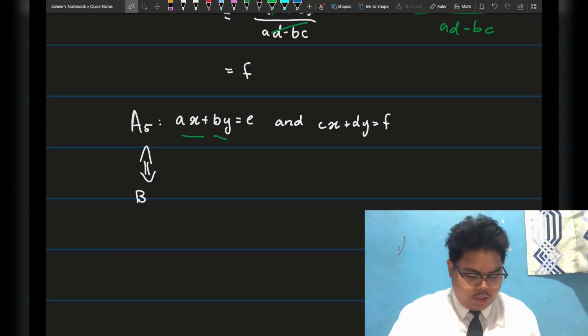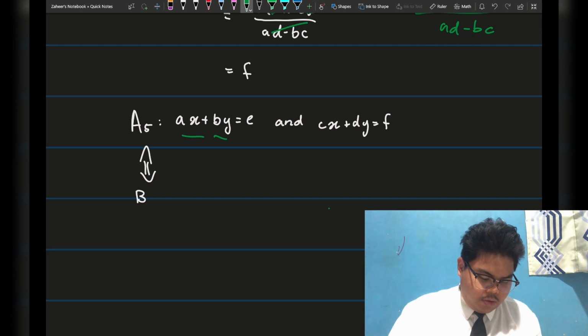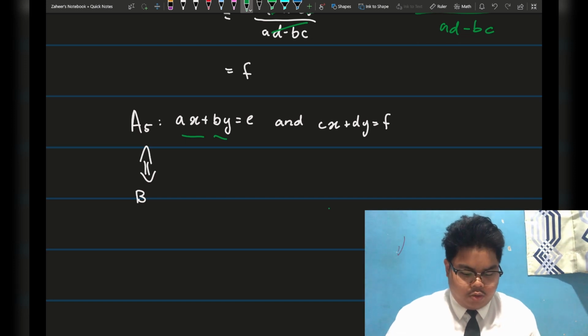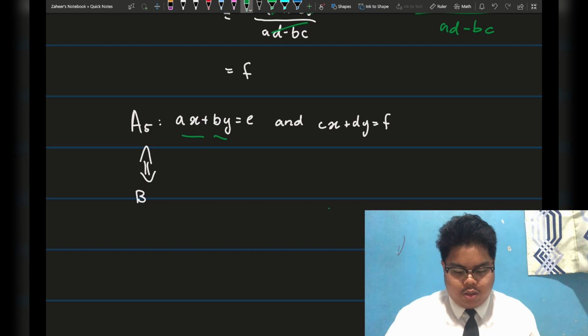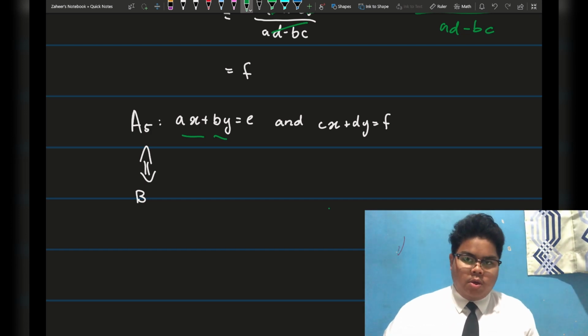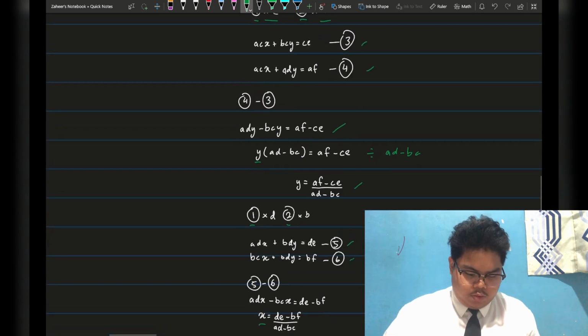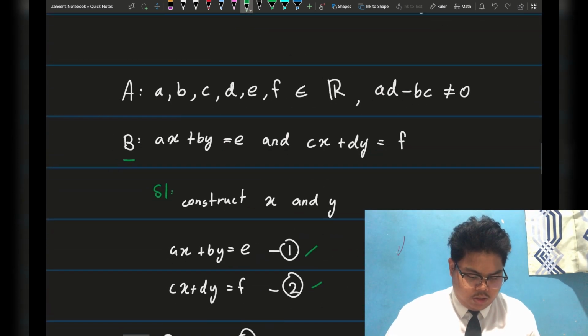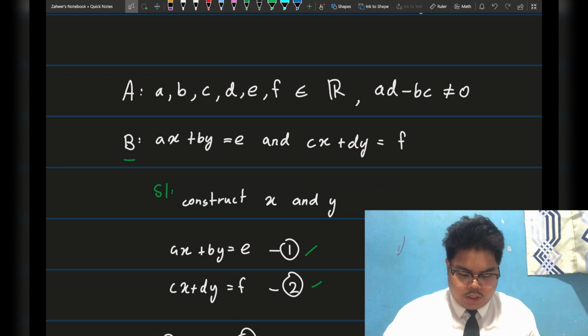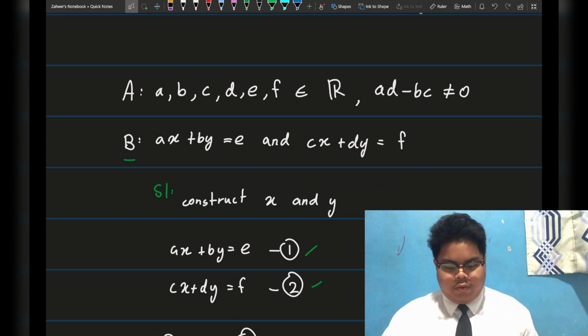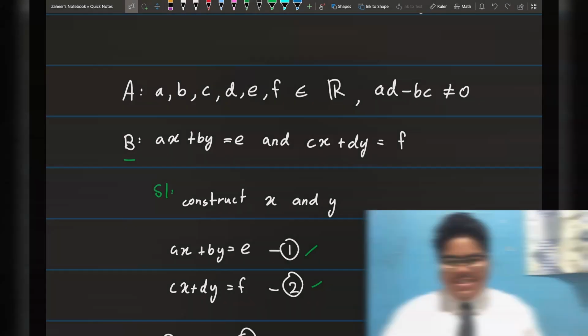And we can write it in our a5, which is ax plus by equal to e and cx plus dy equal to f, which proves that it is the same as our b, which is ax plus by equal to e and cx plus dy equal to f. And that's all from me. Next, I will explain about specialization.